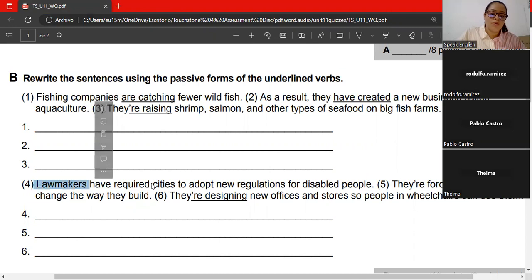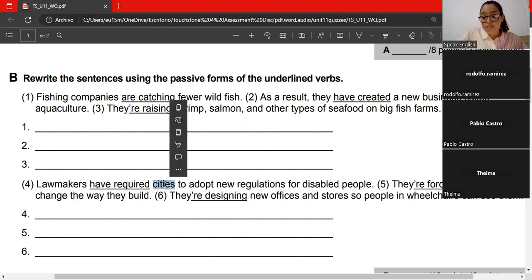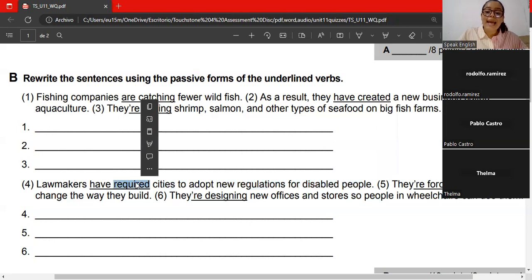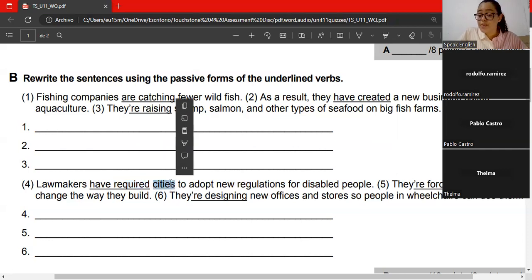O sea, lawmakers es como abogado. Pero no, bueno, sí, abogados le han requerido, ¿ok? O les han impuesto a las ciudades, ¿ok? El adoptar nuevas regulaciones para las personas discapacitadas. Congressman. ¿A quién le han requerido o a quién le han impuesto? Cities. Entonces, which is our object? Cities. You see? It's not to adopt.